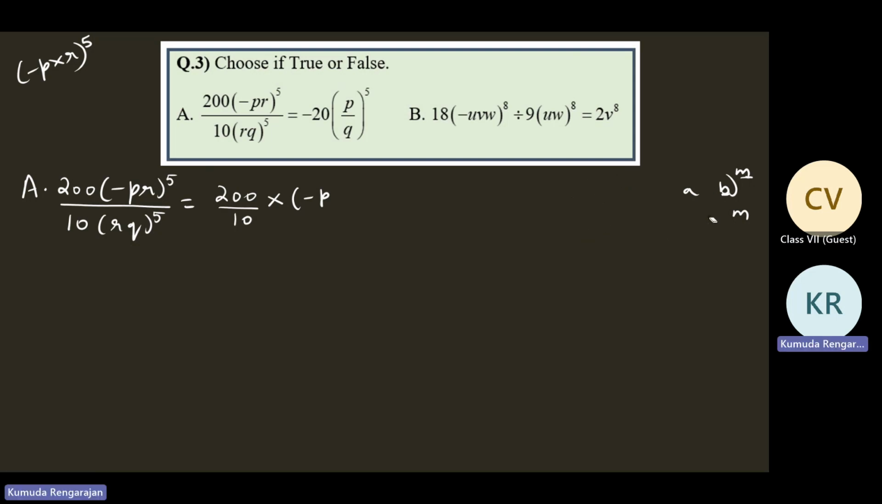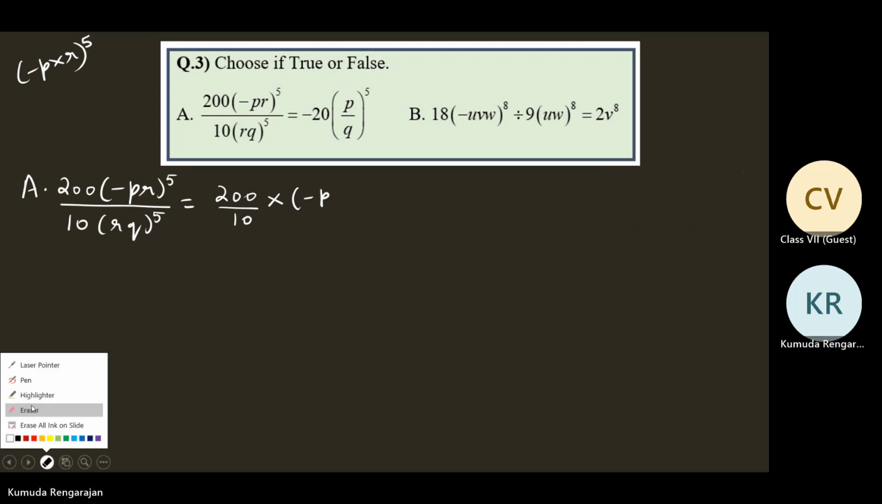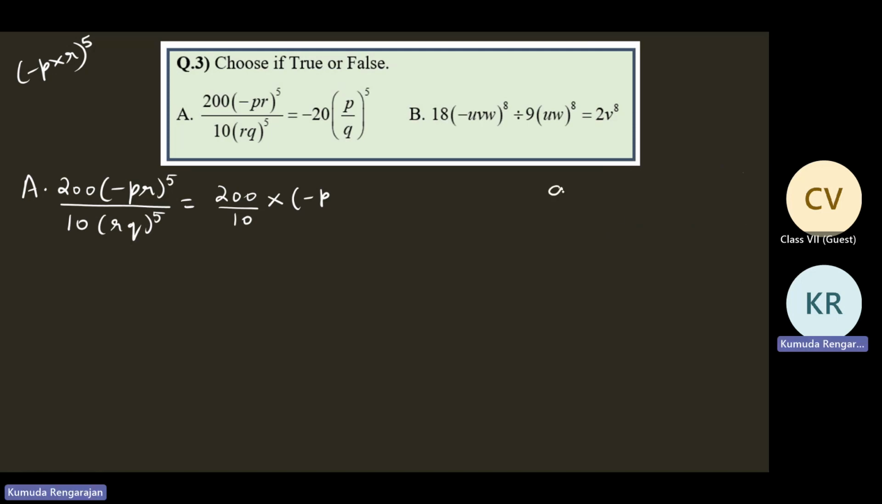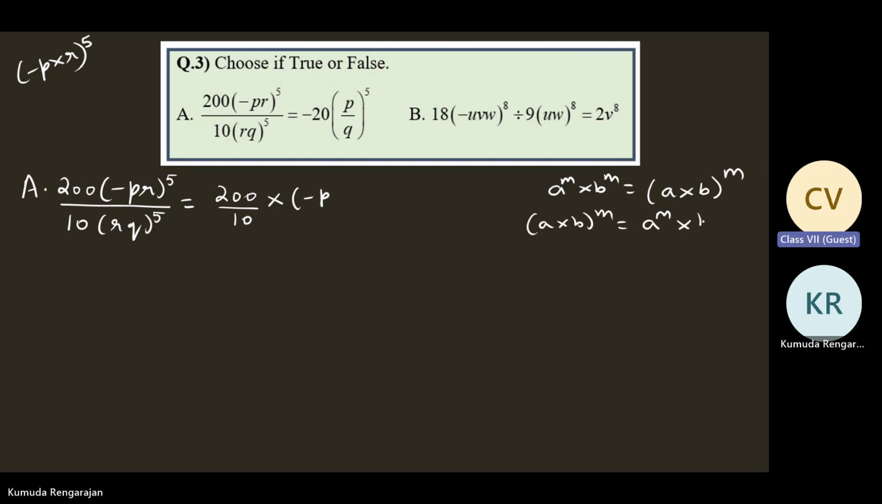Yeah, Navneet, you first tell me the rule. What is the rule? Complete this rule, Navneet. A to the power m into b to the power m is equal to what? A into B, whole raised to the power m. Now tell the same rule backwards. What is a into b the whole power m? A raised to the power m into B raised to the power m.